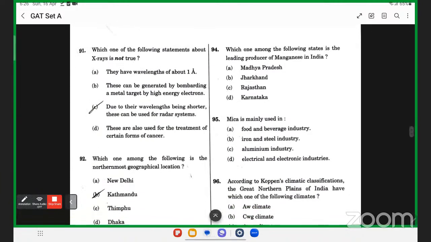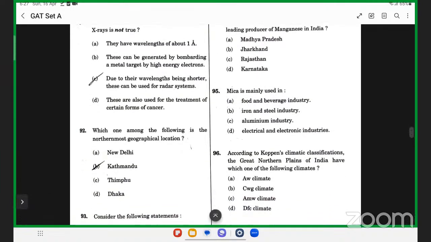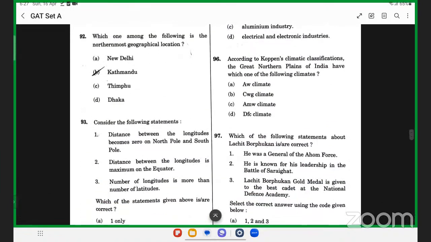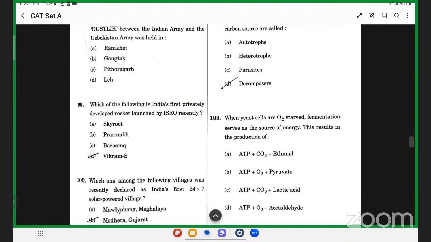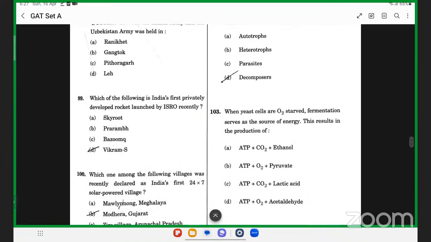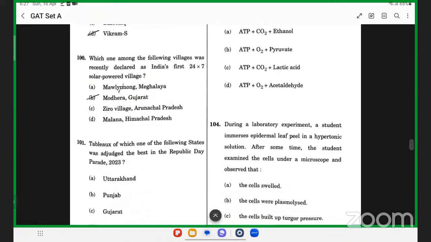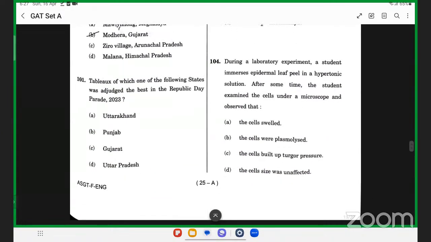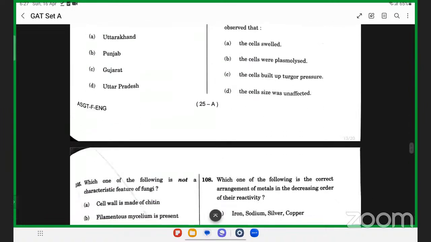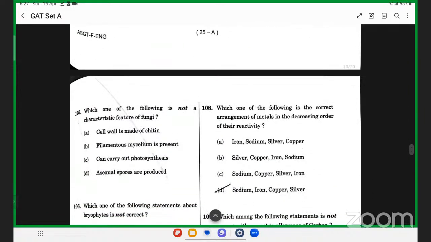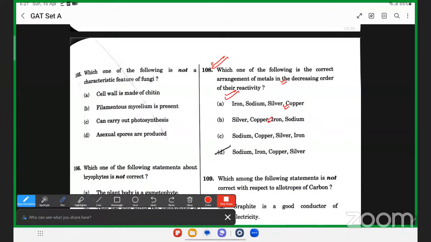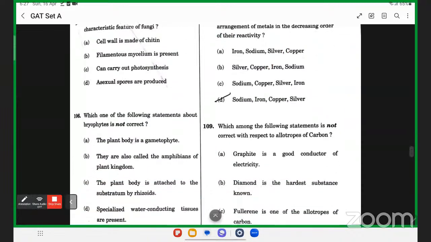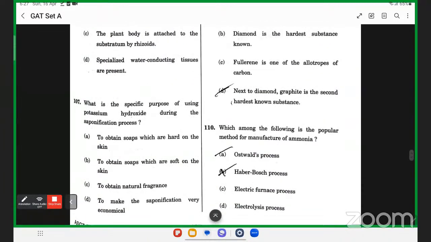नेक्स्ट वी हैव yes, question number 108. Before that, I think we have 107.